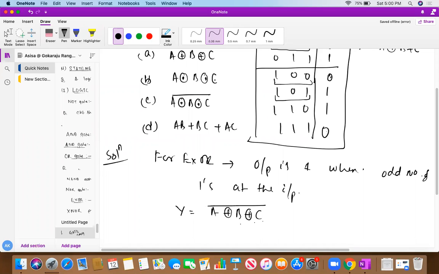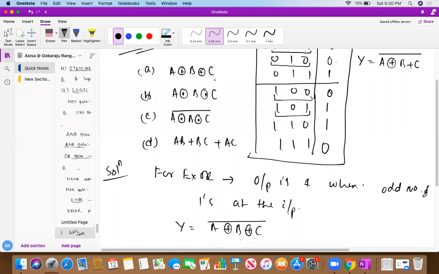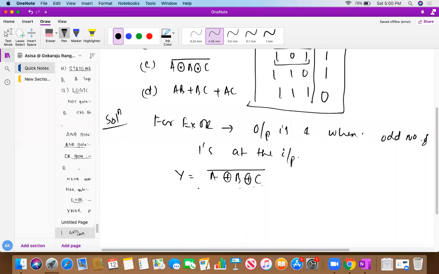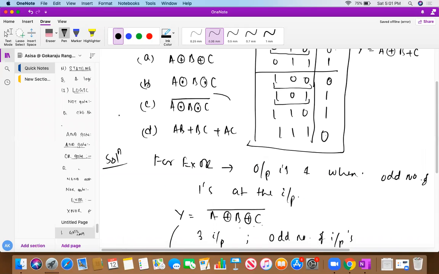But in the question, there is no option like this. A XOR B XOR C is given, but the complement of A XOR B XOR C is not given. But we know one very important concept. What is the important concept? Here, how many inputs? 3 inputs. 3 inputs means an odd number of inputs. Am I correct? Okay. If it is an odd number of inputs, what I told you is that A XOR B XOR C is nothing else than A XNOR B XNOR C. So I can also write this output Y in the form of A XOR B XOR C whole bar. So is it given? My output is given? Obviously given, C. So the answer is C.